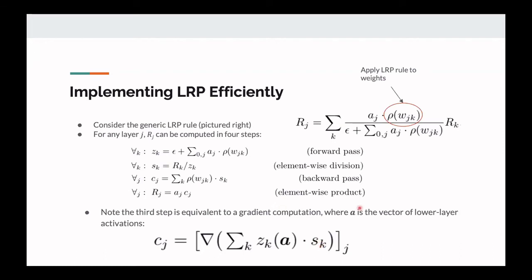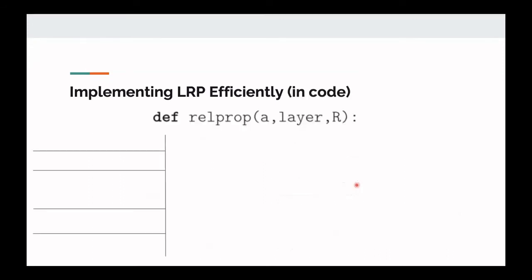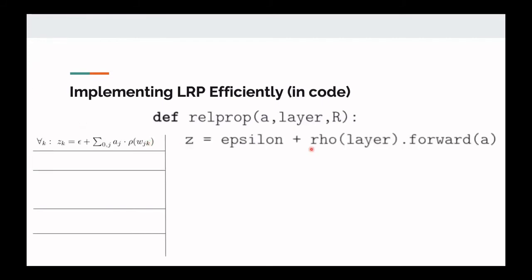So now that we have this as a backward pass, we can think of PyTorch or other libraries that we might be familiar with. And if this first step is basically a forward pass and this third step is basically a backward pass, it should be very easy to implement. That's what the authors sort of show here. So this is the first step. And in PyTorch, that just basically looks like this. Add the epsilon to the rho of the layer and perform a forward pass over the activations.